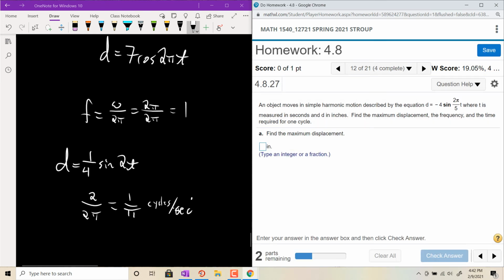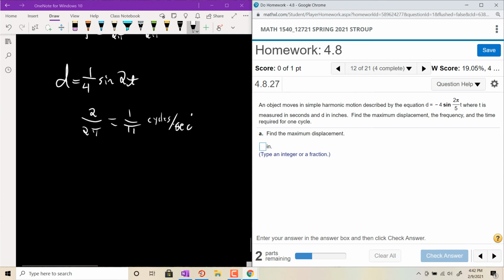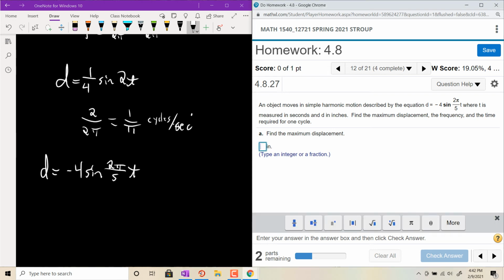What next? Is this the same problem? Frequency, and yeah, it's the same. I'll do this one more, so hopefully it'll change to something else. 4 sine of 2 pi over 5 t. Maximum displacement is 4 inches, not negative 4.